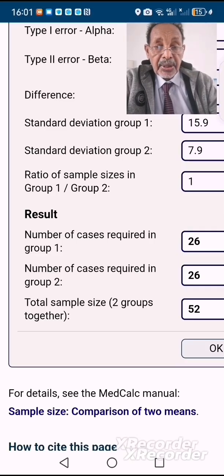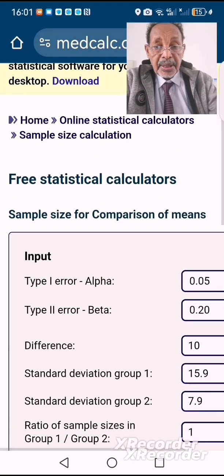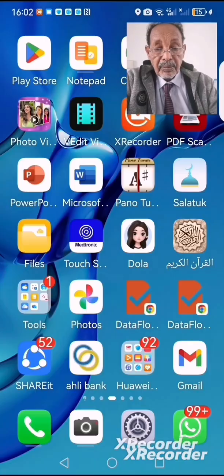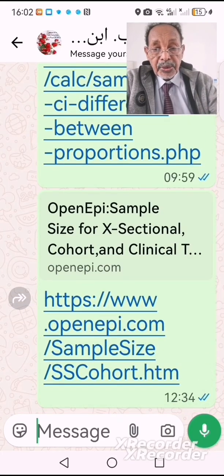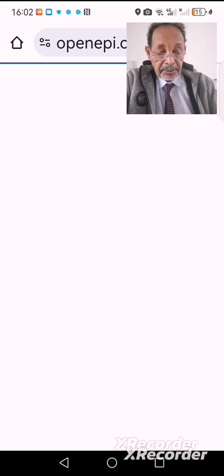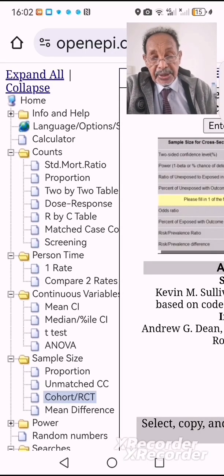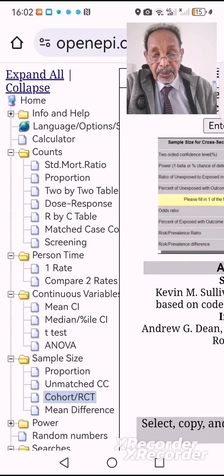Then let us see in the same probability calculator, or let us try another calculator. And this could be OpenEpi. Here we see in the menu it contains also statistics, and at the bottom sample size, which they use for proportions, for unmatched case control, and for cohort and randomized control trials, and mean differences.